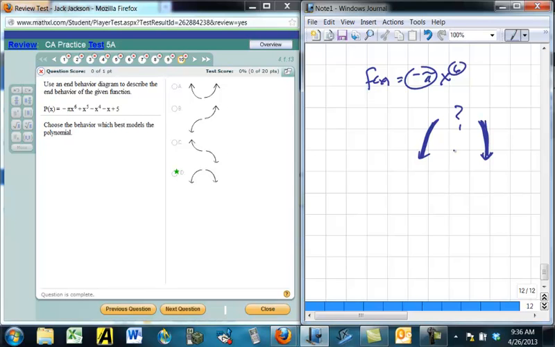Could cross the axis up to 6 times. Could have up to 5 extrema. Could have up to 4 inflection points. We don't know till we get a more detailed graph. But we do know the end behavior, and that's D. And not only do we know that the basic shape is like that, we actually know it's along the speed of an x to the 6th.